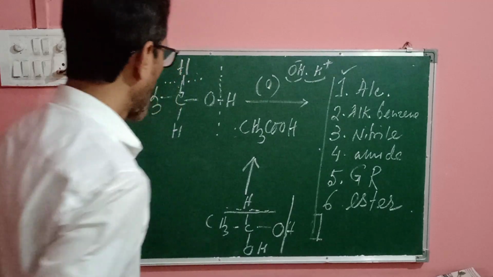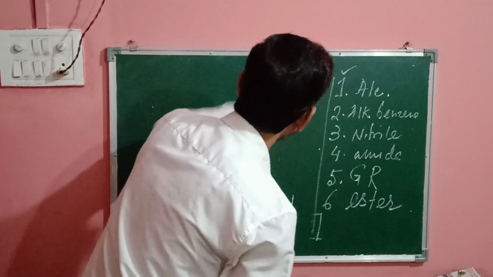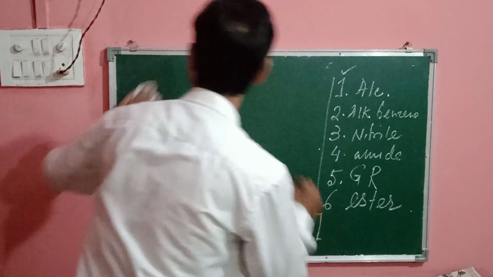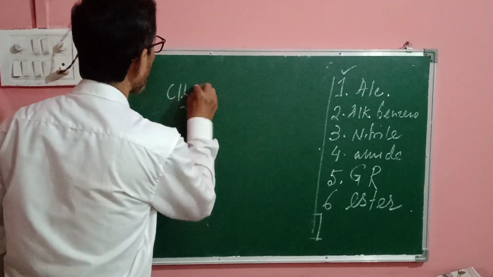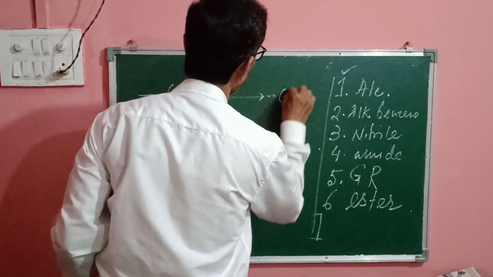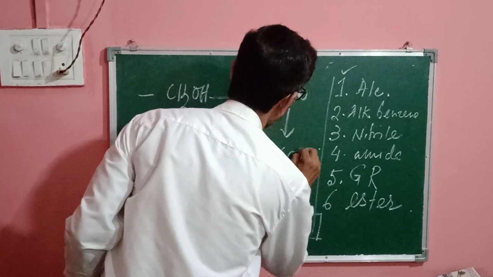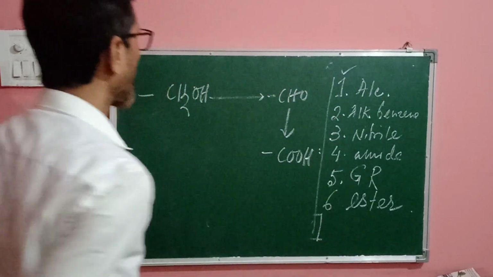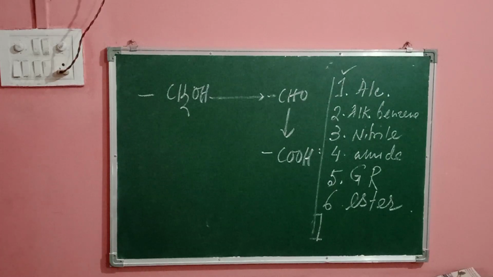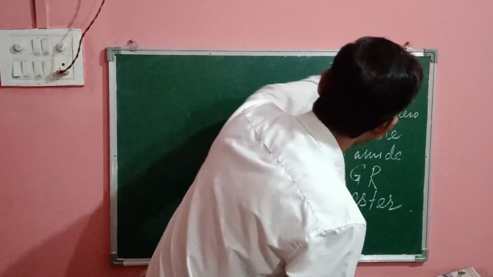CH3COOH. Am I right? If you find it difficult to keep it in your mind, just remember that CH2OH is first oxidized into CHO and simultaneously it converts to COOH. Now that part is over.